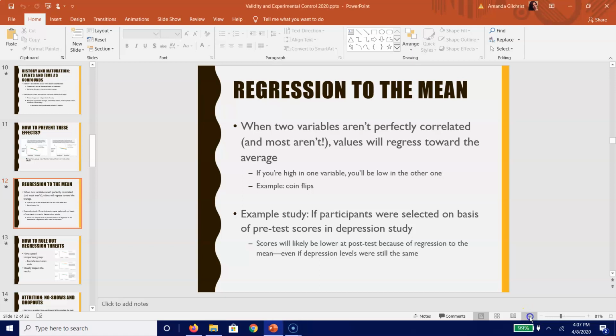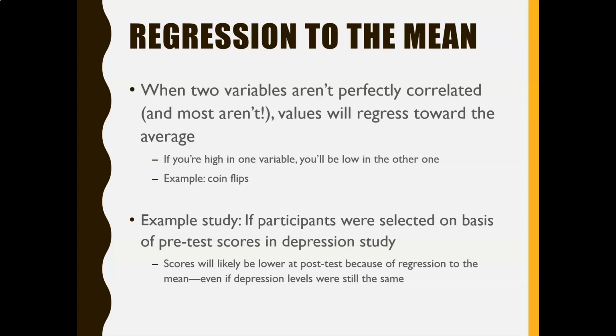Hey folks, welcome back. So the last time that we were here, we were talking about different internal threats to validity. We've already talked about history and maturation, and we were finishing up talking about regression to the mean. So just as a friendly reminder of what regression to the mean is, in case you've taken a little break.